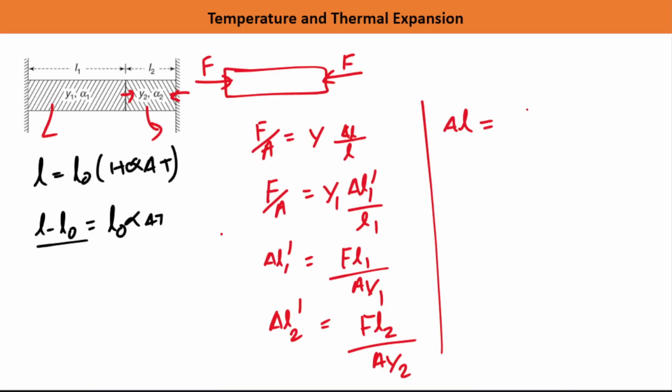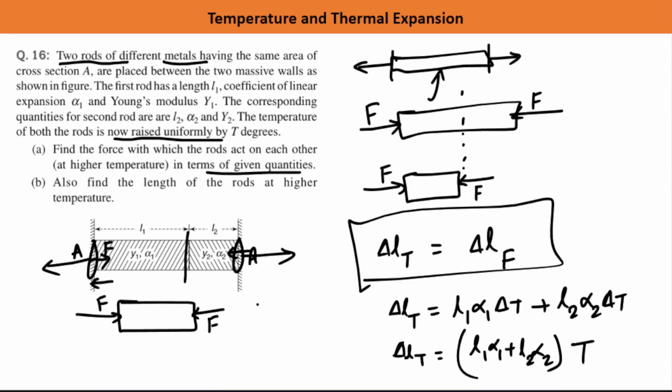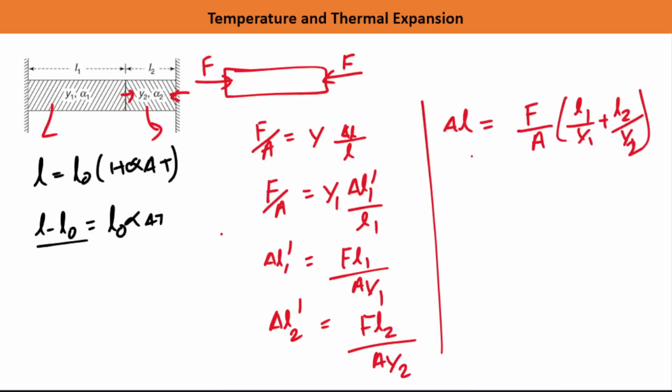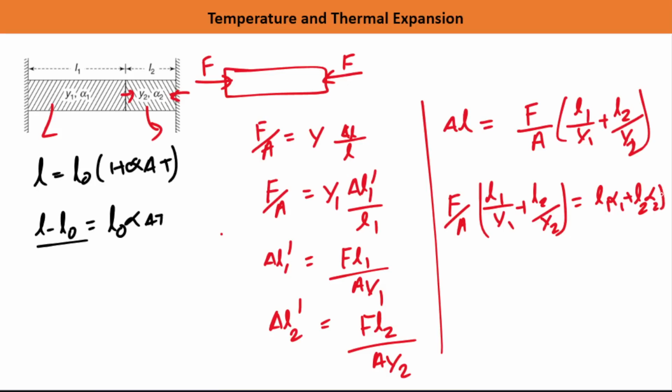So that is equal to F common, take F by A common, and then you are left with L1 by Y1 plus L2 by Y2. This is what we are getting. Now you can equate these two, so let us equate. After equating, F by A is L1 by Y1 plus L2 by Y2, and this is equal to L1 alpha 1 plus L2 alpha 2 into temperature. This is what we will be getting.